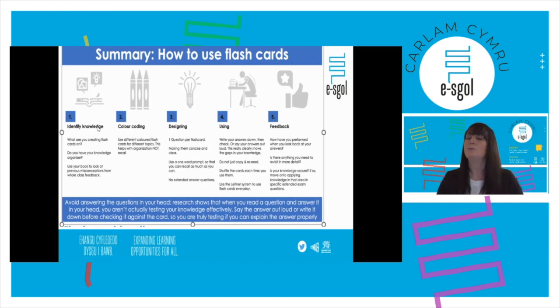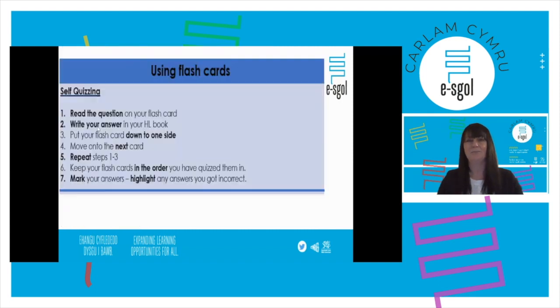So you can see what you need to focus on in future revision sessions. As I said, the information there says avoid answering questions in your head. Research shows that when you read a question and answer it in your head, you're not always testing your knowledge effectively. So answer it out loud or write it down before you check it against the card. That will truly mean that you have understood the answer. So self-quizzing, flashcards, really good to use in that sense.